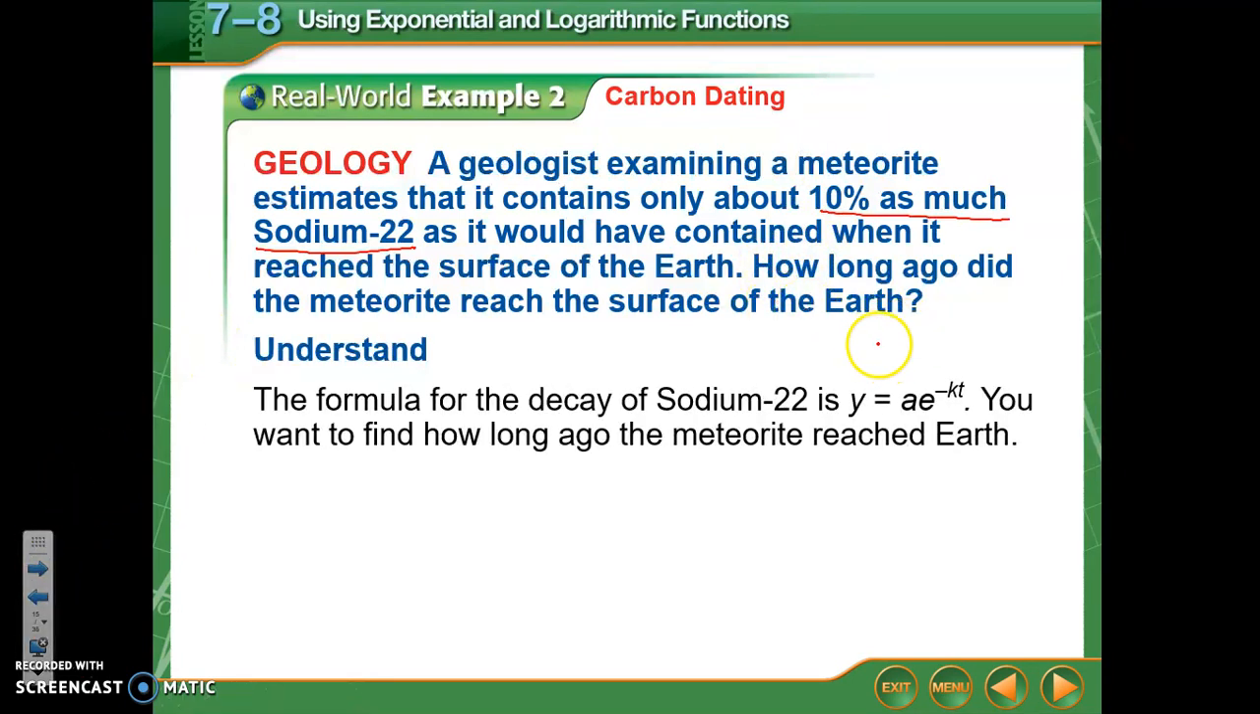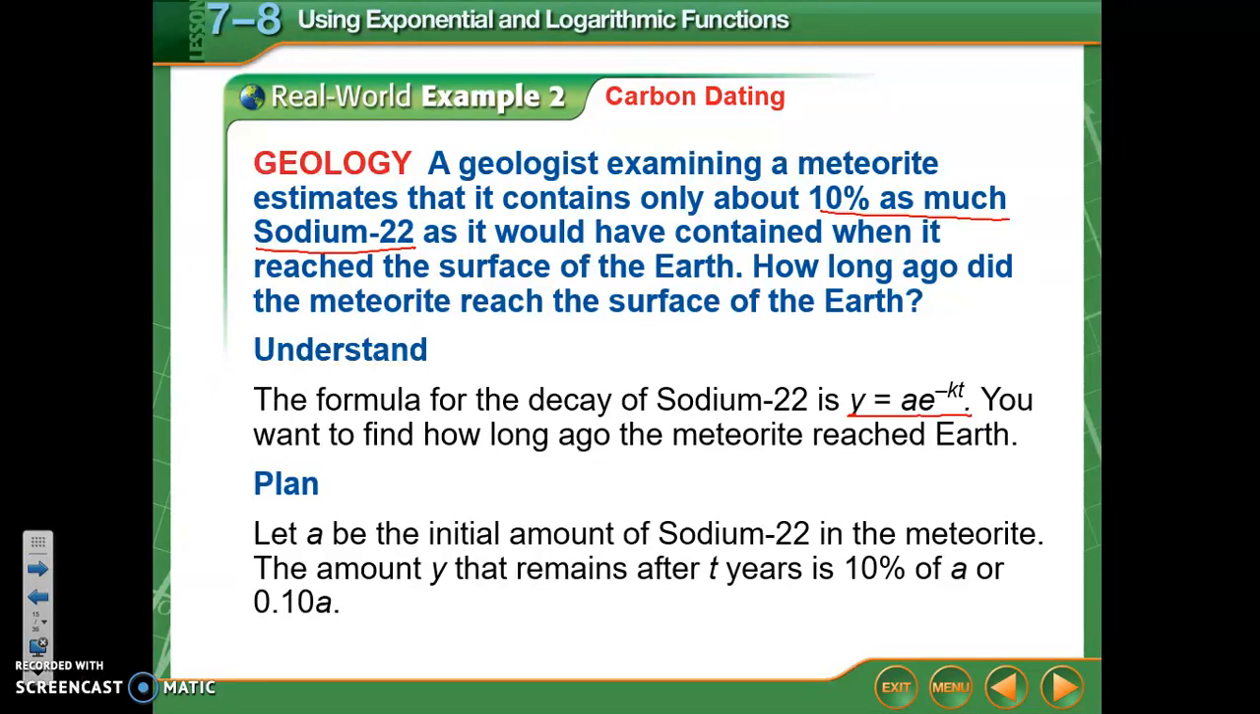So the formula for decay, because if there's only 10% as much, that means it's gone down. So we're using the continuous exponential decay. We want to find how long ago, so we need to find time. It says let A be the initial amount, so that's my starting amount. How much is left, that's y, after 2 years is 10%, or 0.10 of whatever A is.